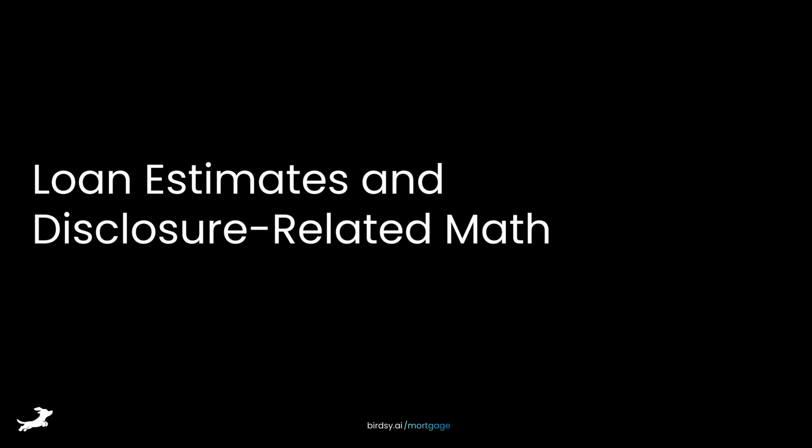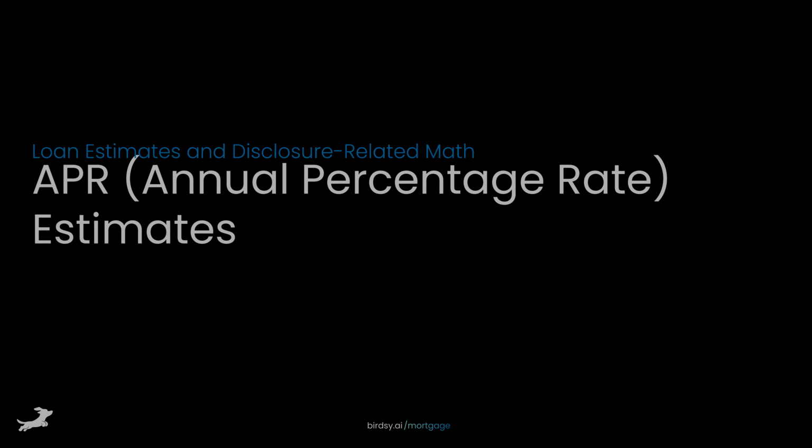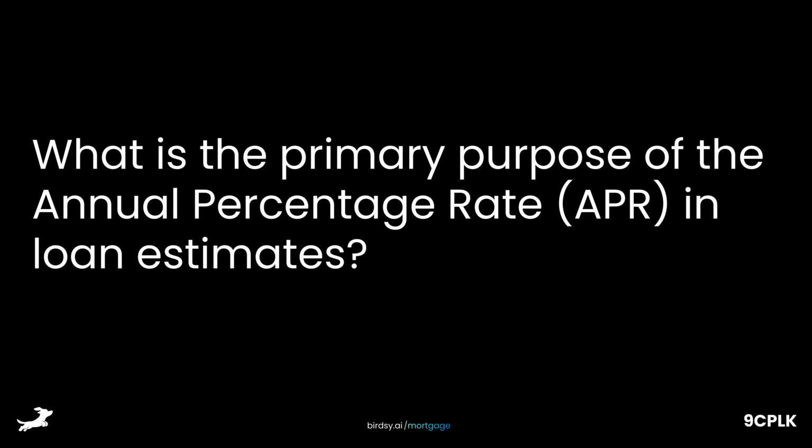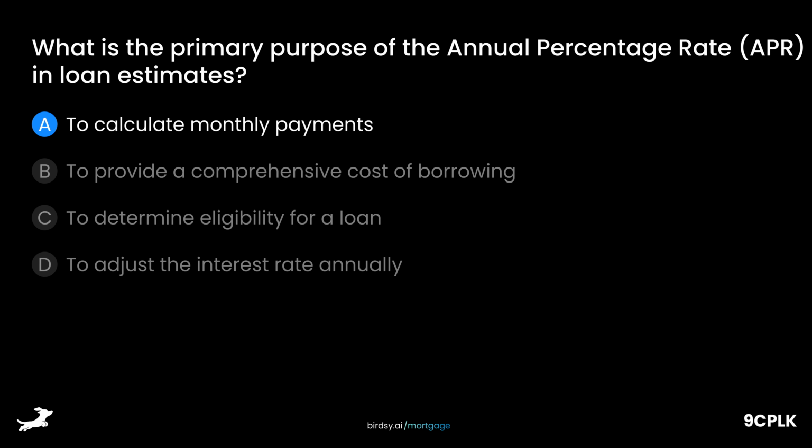Loan estimates and disclosure-related math. APR, annual percentage rate estimates. What is the primary purpose of the annual percentage rate in loan estimates? Is it A, to calculate monthly payments, B, to provide a comprehensive cost of borrowing, C, to determine eligibility for a loan, or D, to adjust the interest rate annually? The answer is B, to provide a comprehensive cost of borrowing.